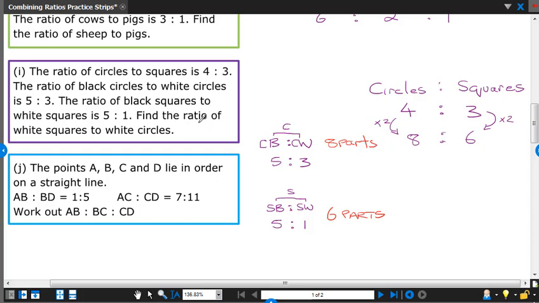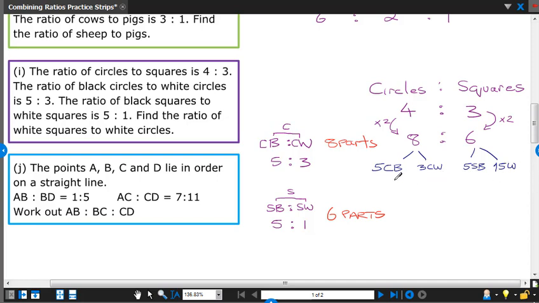Find the ratio of white squares to white circles. So we know that the circles are split up into 5 parts are black. So I'm going to call it CB, circle black. So we got 5 of them. And we got 3 circle whites. And here we have 5 square black, and we have 1 white square. Square white. Let's call it, yeah.